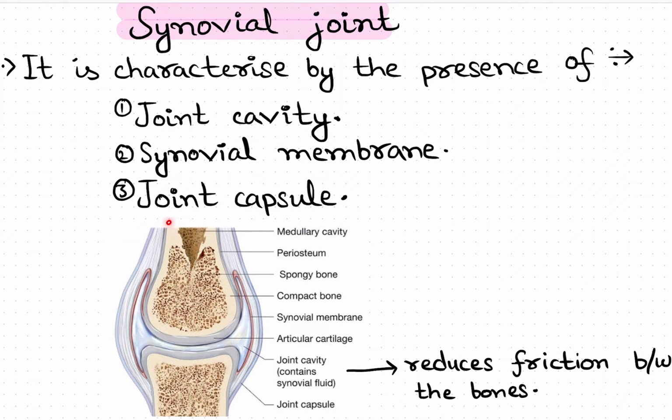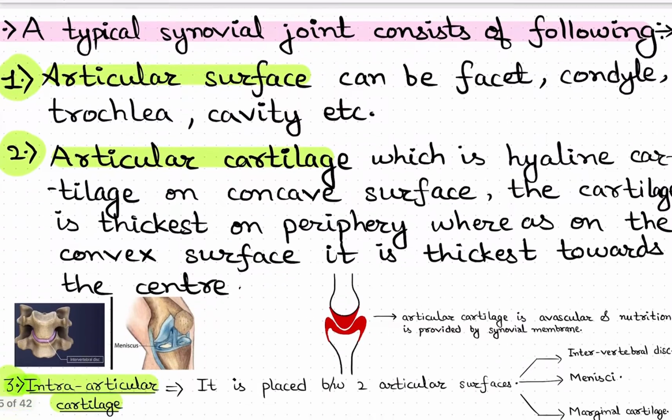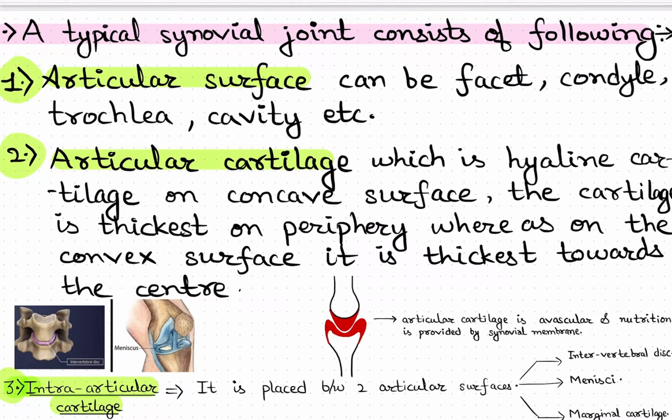So here this is the extremity of one bone, or we can say epiphysis of one bone. This is the epiphysis of second bone. This is the spongy bone. This is medullary cavity. This is periosteum as discussed in the earlier videos. This is compact bone. This is the synovial membrane. This is the articular cartilage. This is the joint cavity which contains synovial fluid, and this whole thing is joint capsule. Now let us learn in detail about this particular thing.